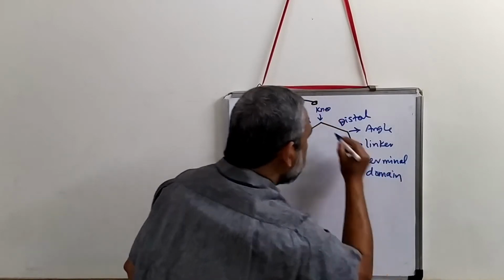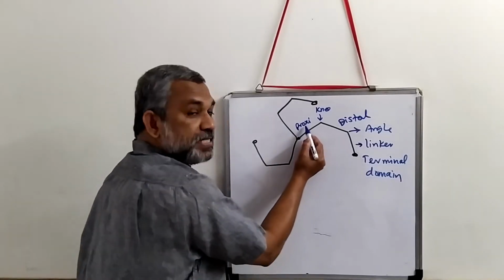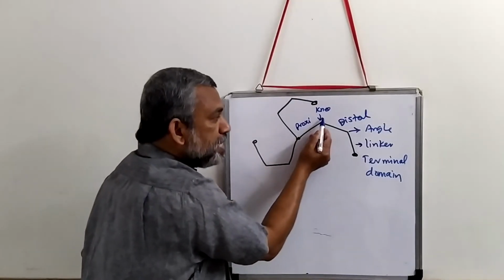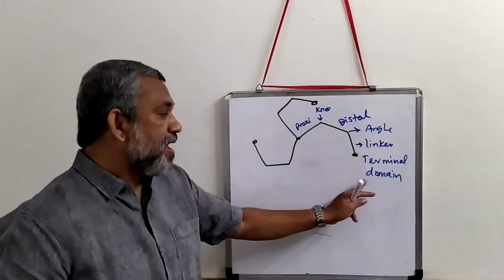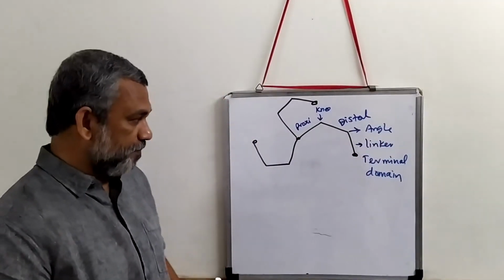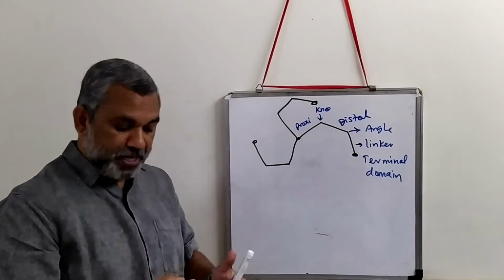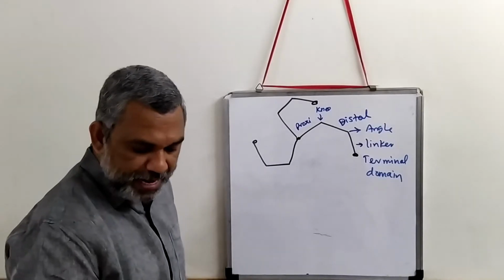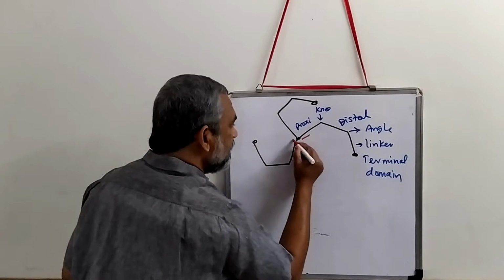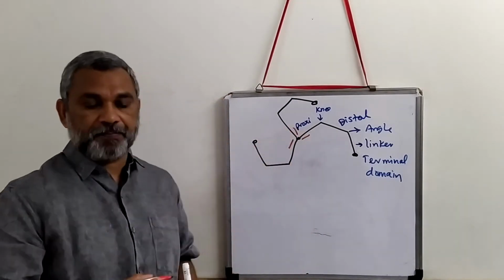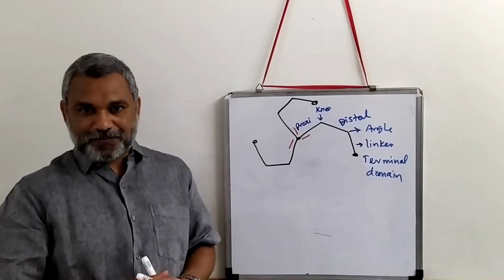So this is the basic portion of the heavy chains. Therefore, there is a proximal region, there is a knee, a distal subunit, there is an angle, a linker, and then there is a terminal domain. Now remember, the terminal domain is a very important portion. Other than that, it also has the light chain. So here is a light chain, here is a light chain, and this is the light chain. This is the structure of a triskelion.